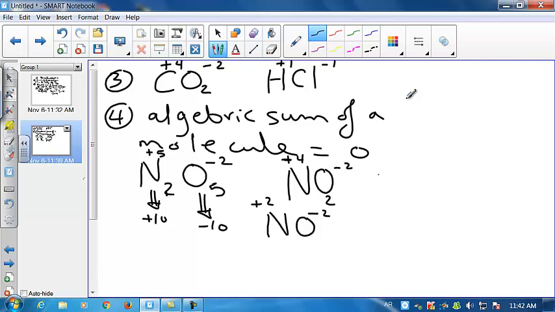While in ammonia, NH3, the normal oxidation number for hydrogen is positive 1, so the nitrogen here must be negative 3. Positive 1 times 3 is positive 3, so nitrogen must be negative 3. While the oxidation number of nitrogen in nitrogen gas is 0, because this is an element. So you see, the nitrogen in each compound has a different oxidation number, such that the algebraic sum, the total oxidation number of any of these compounds, equals 0.